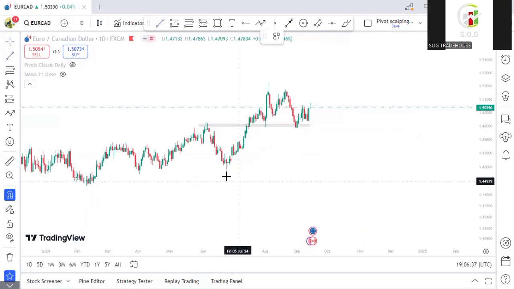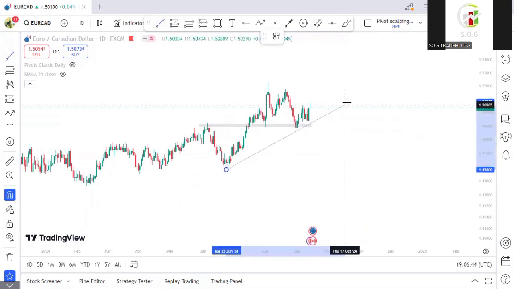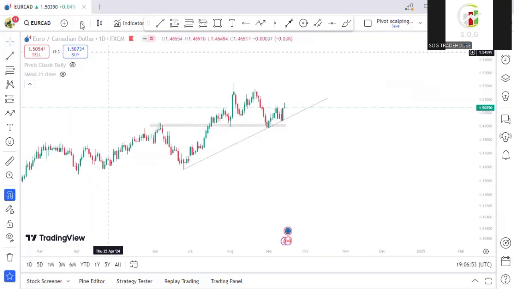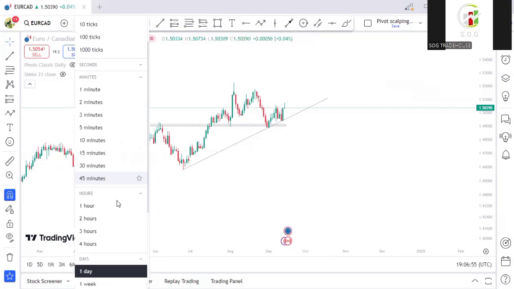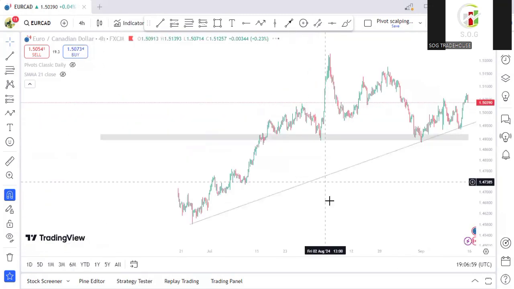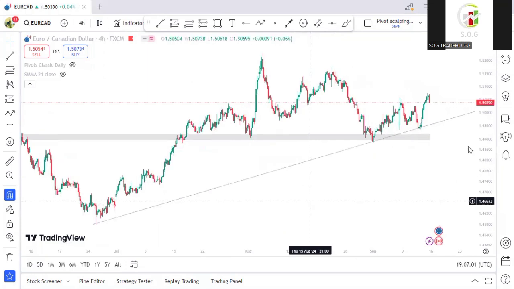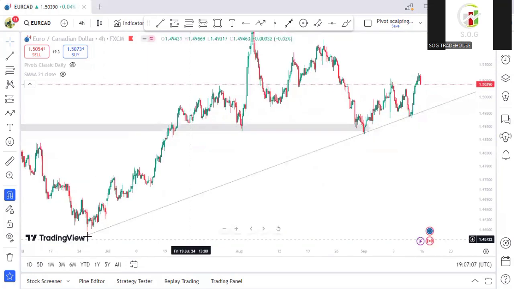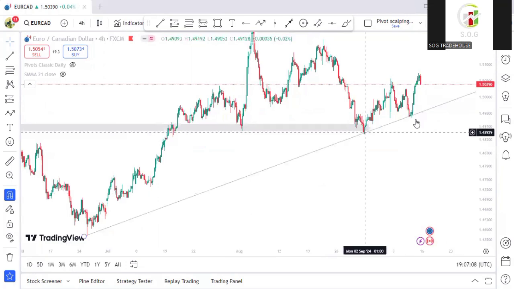So we have a low here, first touch, there's another low, second touch, and there's another low, third touch. We'll get a clearer structure on the 4-hour time frame, so let's go down to the 4-hour time frame. I think it's better on the 4-hour time frame. So this is our first touch, the second touch, and the third touch.